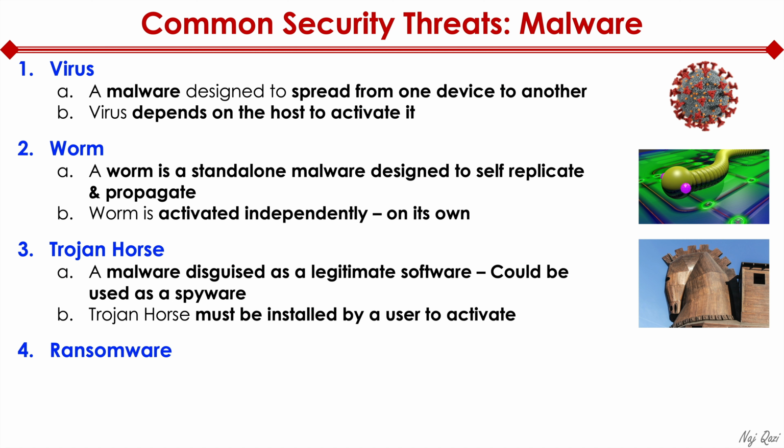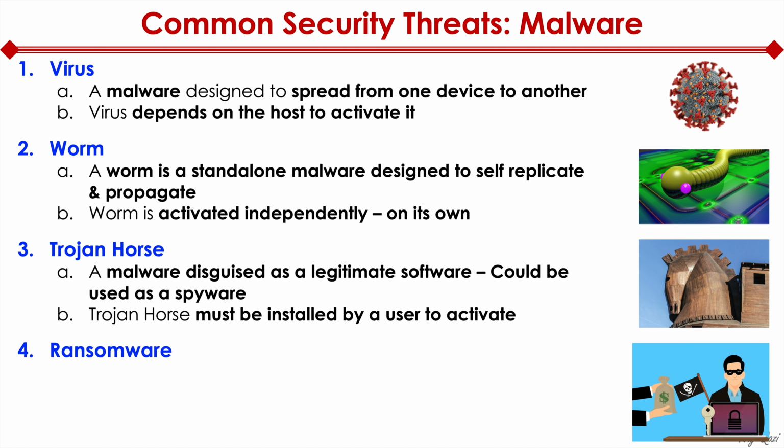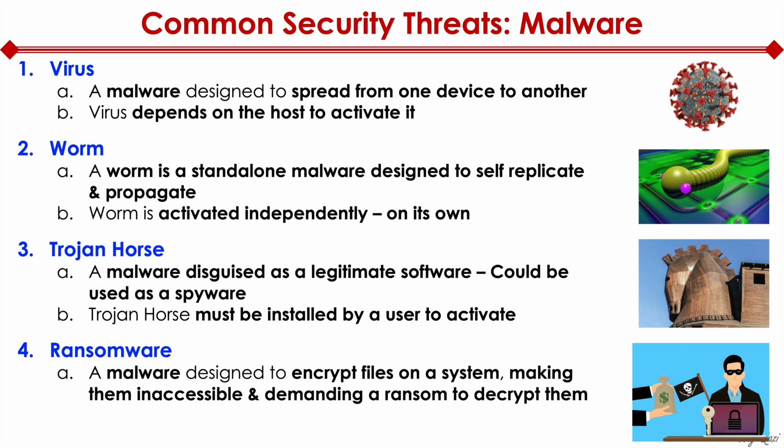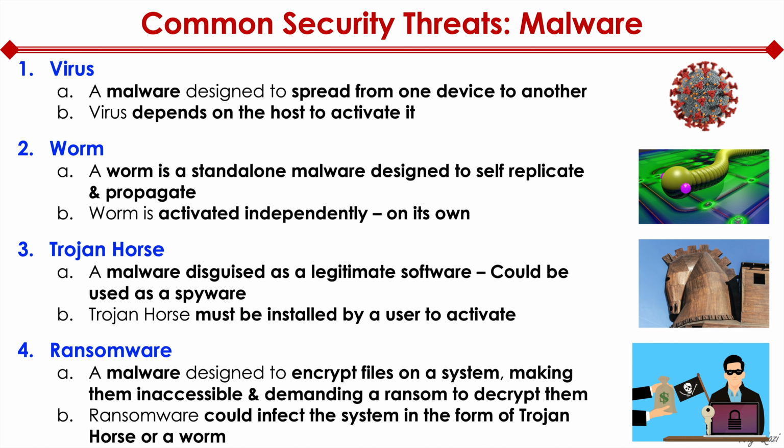And the final type of malware that I want to touch on is the nastiest of all. It's called ransomware. And it's currently the number one threat out there in the wild. It's malware designed to encrypt files on a system, making them inaccessible, and then the hacker demands a ransom to decrypt them, hence the name ransomware. Ransomware could infect the system in the form of a Trojan horse or a worm. So ransomware is a broader category that actually encrypts files, but ransomware could also include a Trojan horse or a worm.